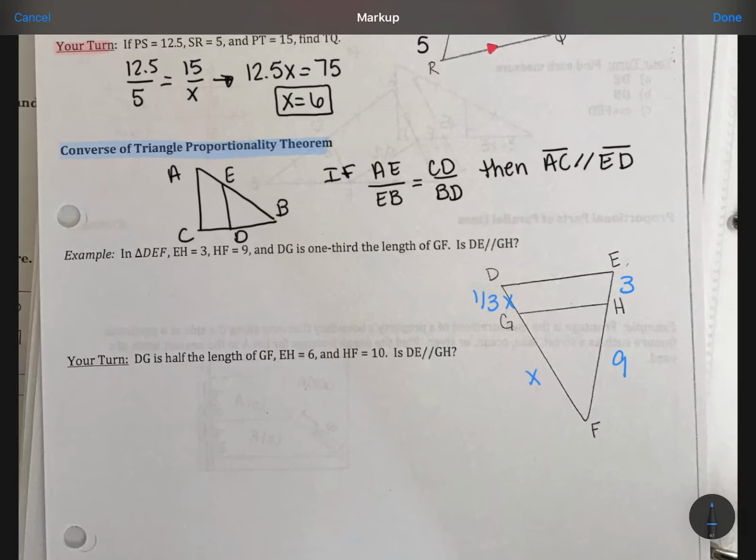It doesn't matter. So we want to know, is that enough information, or is that even true information to show that DE is parallel to HG? And so what you can do is set up a proportion. 3 to 9 should equal whatever 1/3 X is to X. That cancels, so basically is 3/9 1/3? Yes, because that reduces to 1/3, and they're telling me that is 1/3 of the side. So is EH 1/3 of 9? Yes, it is. They're telling me that this is 1/3 of GF, and it's true. So therefore, yes, they are parallel to each other.